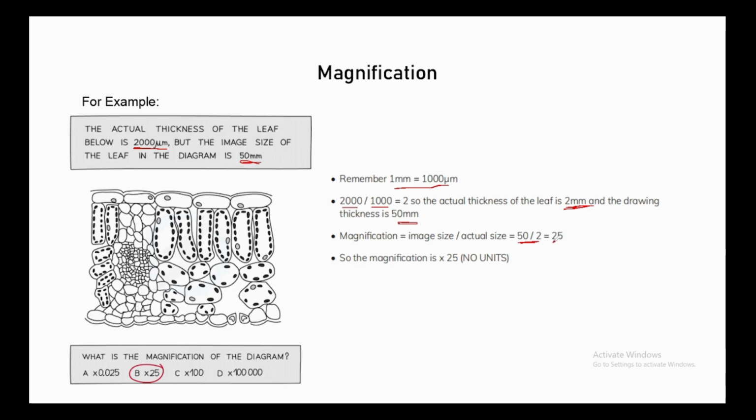Here now we can use the formula of magnification: image size over actual size, which is 50 over 2, equal to 25. So the magnification is x25, meaning 25 times enlarged, no units.